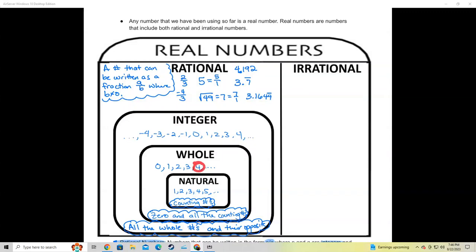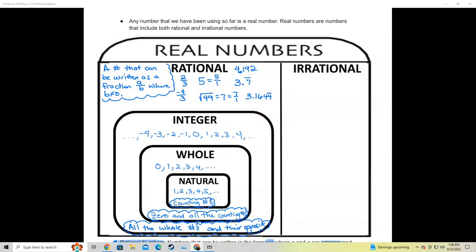you have a whole number. Since it's a whole number, it's an integer. Since it's an integer, it's a rational number. And since it's a rational number, it's a real number. However, this 3.16444444444, it's a real number because it's rational, but that is not an integer. That doesn't work out going the other way.